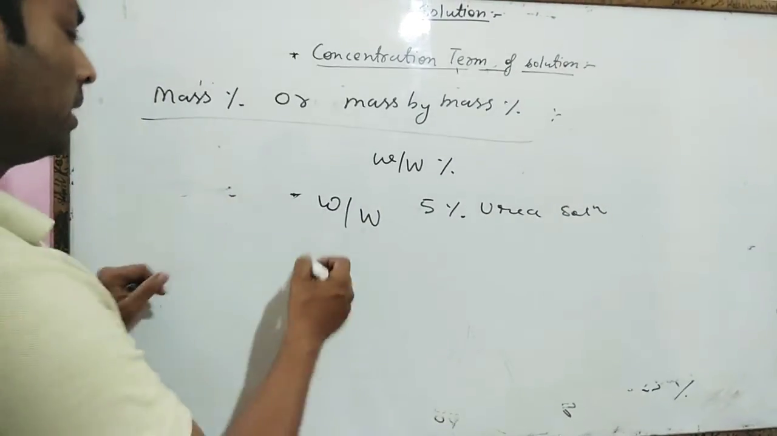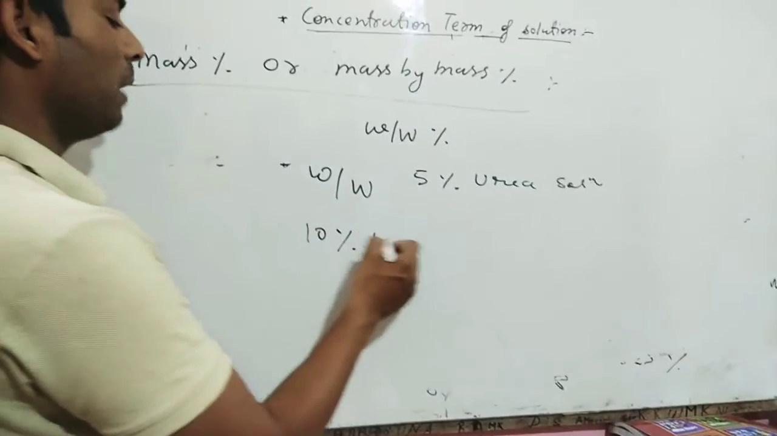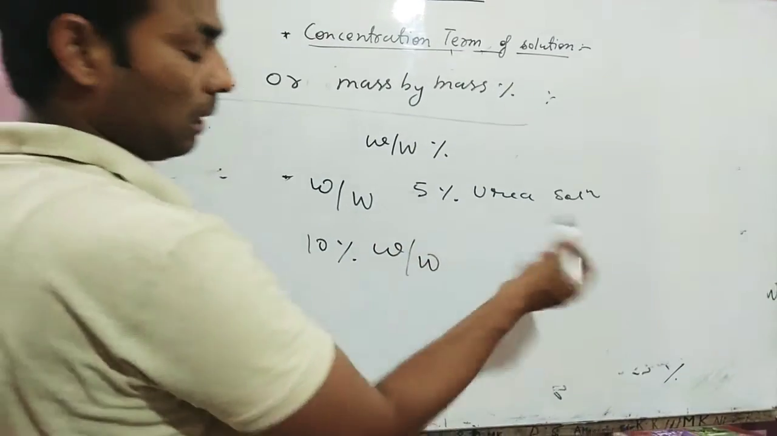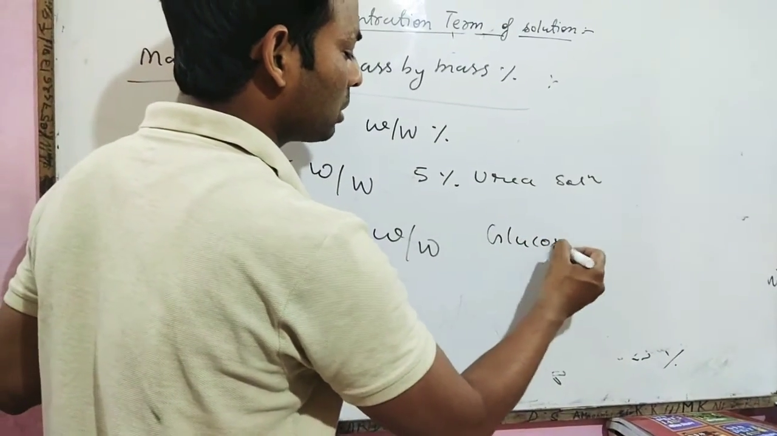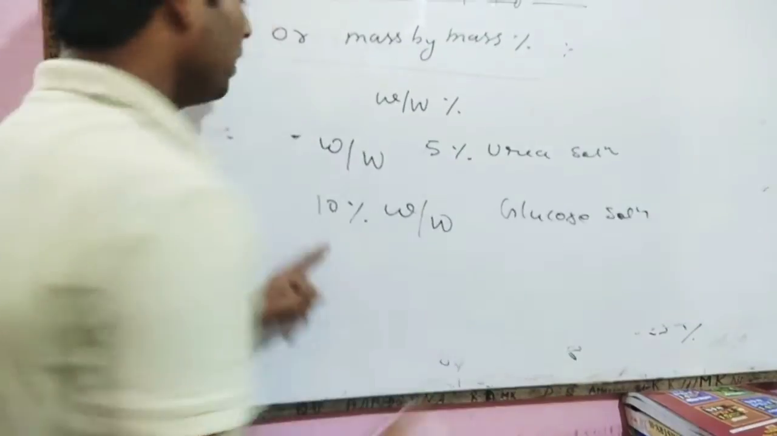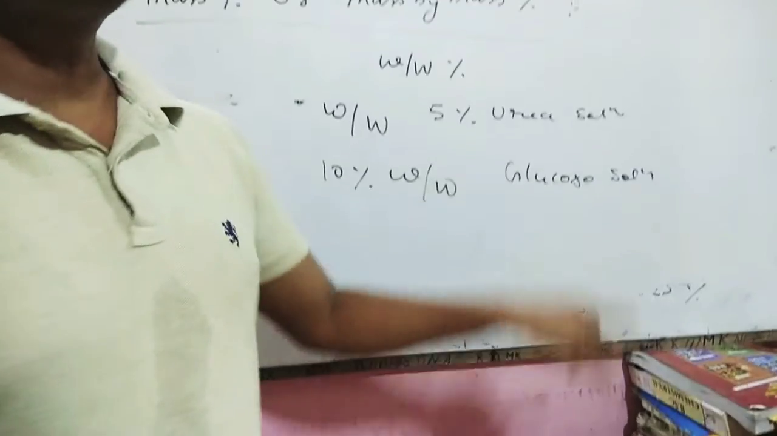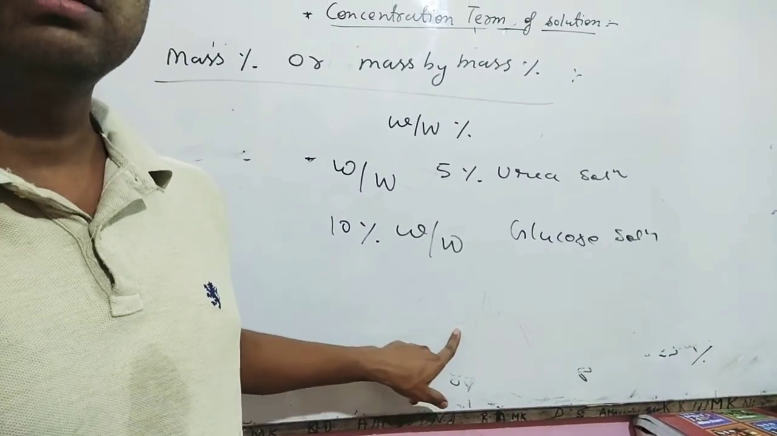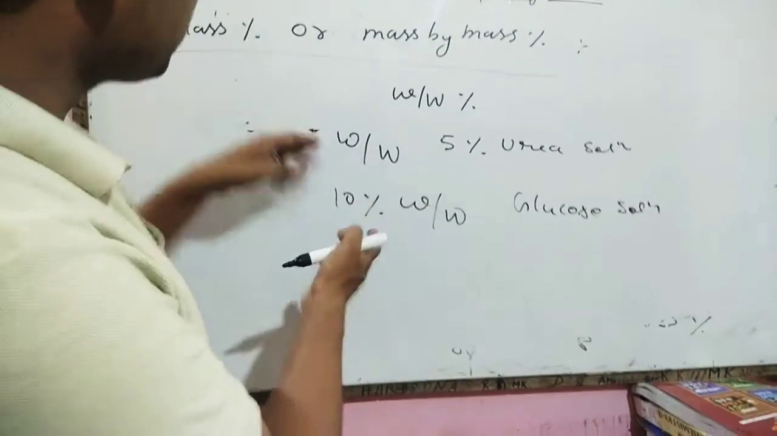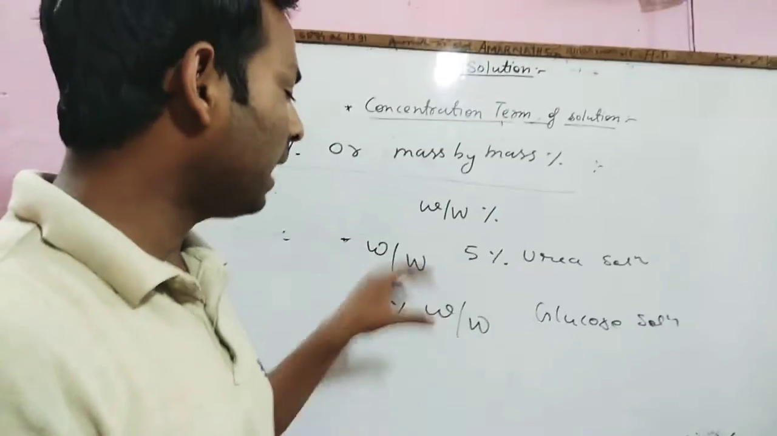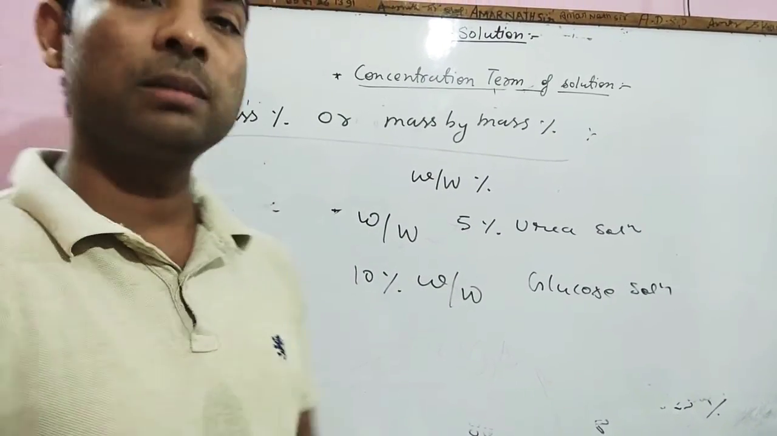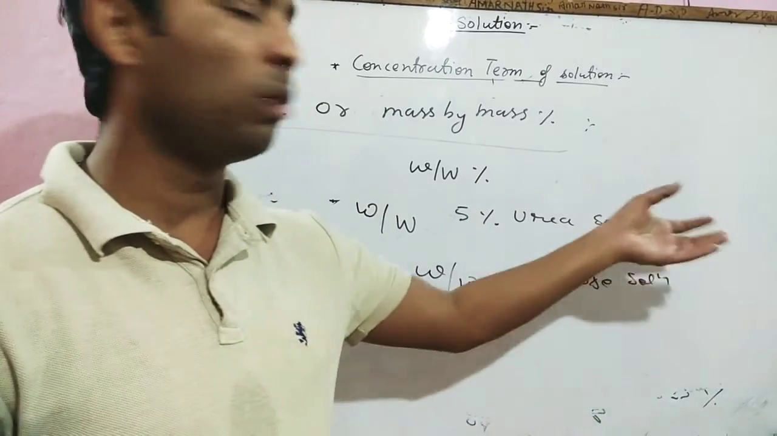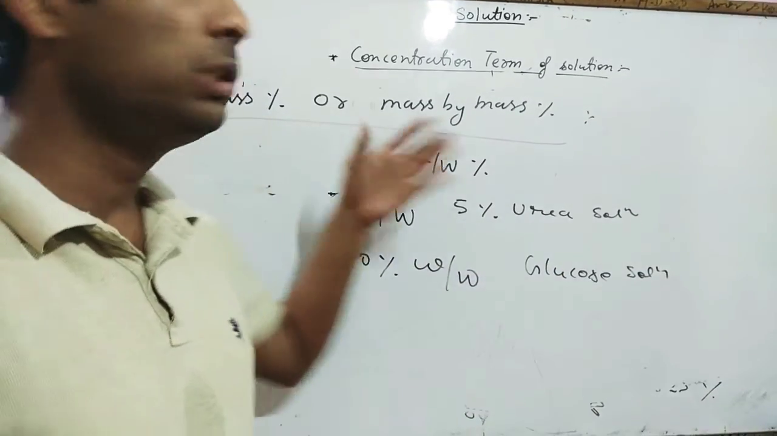Suppose 10% W by W NaCl solution or glucose solution is given; it means 10 gram of glucose is dissolved in 100 gram of solution. Clear, students? It is very simple, and it has many applications in calculating various kinds of questions and numericals related to molarity and normality. It can also be used there.